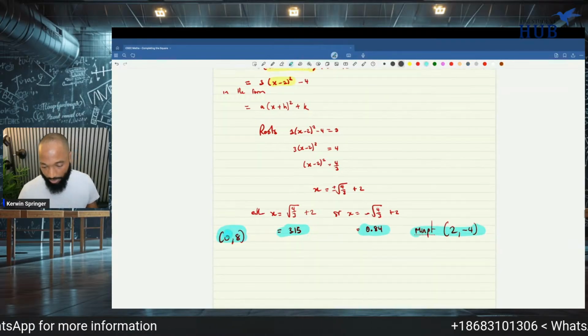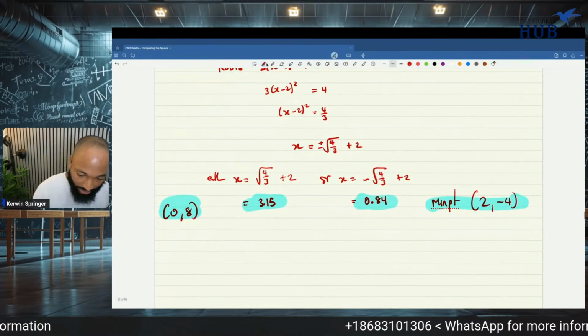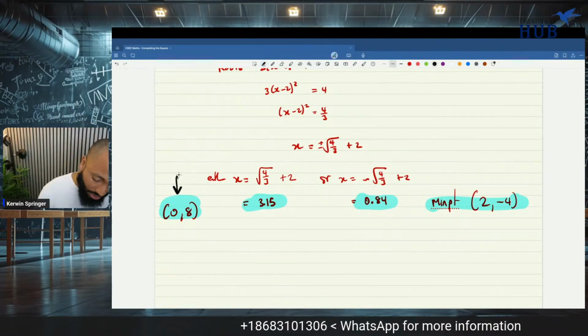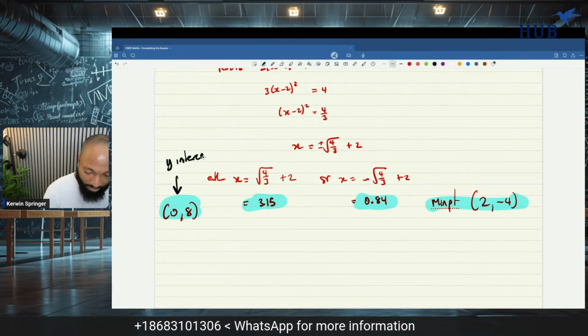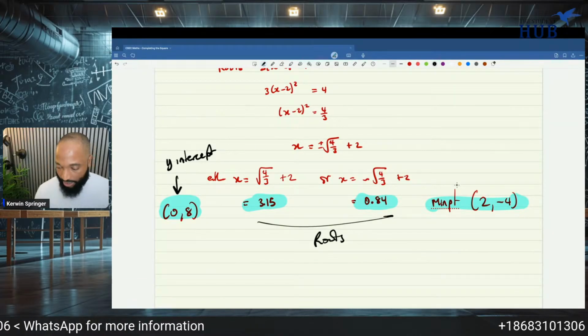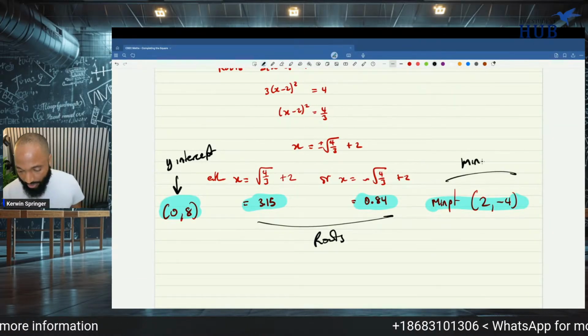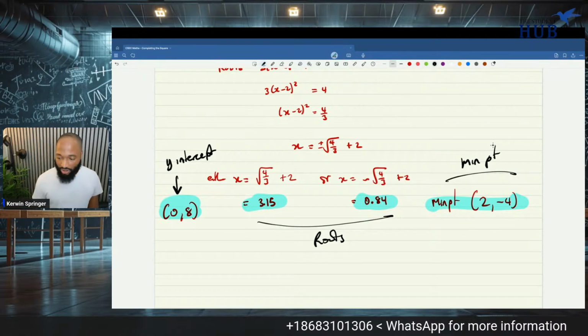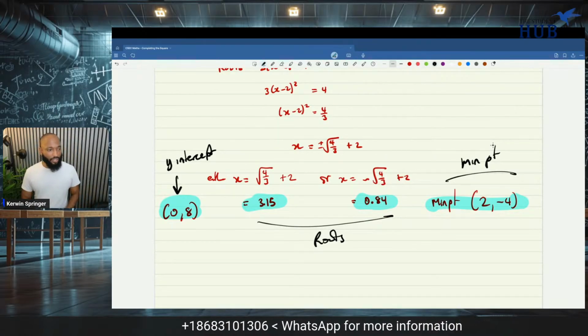Look very carefully, people. So just to reiterate, these are the starting things that we have, and you may have this in the exam, or you may have two of them. You have the y-intercept, you have the roots, and you have the minimum point. And they ask you to sketch the graph. How do you sketch the graph in a scenario like this?